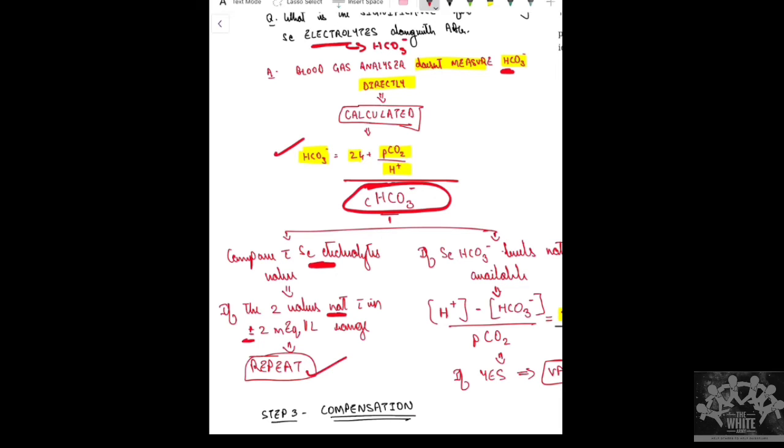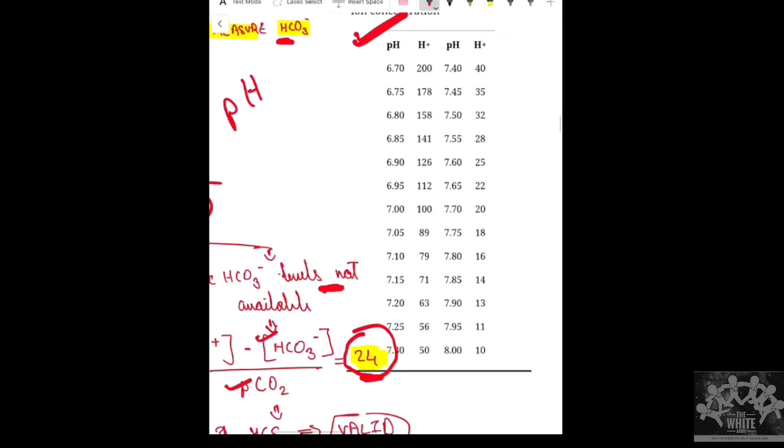Or if serum electrolyte levels are not available, then we use this equation, which is again derived from the Henderson-Hasselbalch equation itself. On putting in the H plus levels, PCO2 levels, and HCO3 minus levels, it should be equal to 24. If not, again we should repeat. If yes, then the test is considered valid. These are the two methods. The pH will be given. How do we calculate H plus? Using this table, which is available on the net. For the respective pH, we find the H plus levels.